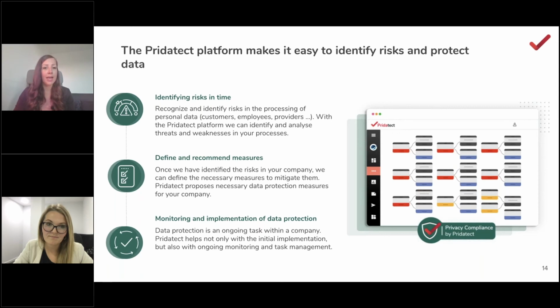Then we need to define and recommend measures. What can we do to mitigate those risks? Of course, monitoring and implementation of data protection is really important, because as I always said, data protection is not a one-time thing. Think 10 years back, maybe then your cookie consent was perfectly fine because the legal requirements were like this, but things changed. Things will change, hopefully, with the e-privacy regulation. It will get even more intense. To keep up to date with all these new regulations is a bit difficult, and this is why Pridatect is there for you to do the work for you. Even if you're a small business, you can always be 100% compliant.